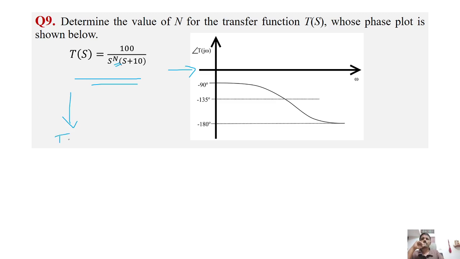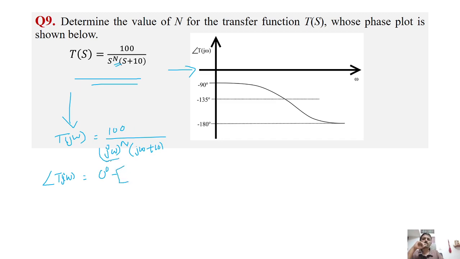We can write T(s) as T(j omega) equal to 100 by (j omega)^n into (j omega plus 10). So this is T(j omega). What is the angle of T(j omega)? The numerator has no s term, so the angle due to the numerator will be 0. Now regarding the minus, the denominator angle.